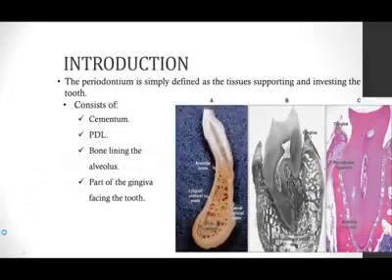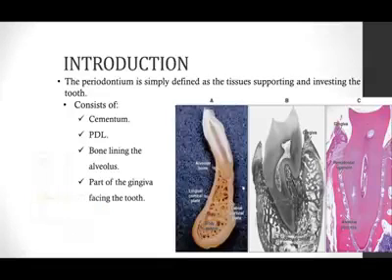The periodontal ligament is a part of the periodontium, which is the supporting tissue and the investing layer of your tooth. It consists of two hard tissues, cementum and the bone lining the alveolus. Between these two tissues, there is a soft connective tissue, the periodontal ligament, that is attaching to cementum on one side and the bone lining the alveolus on the other side. The fourth part of the periodontium is the gingiva facing your tooth.